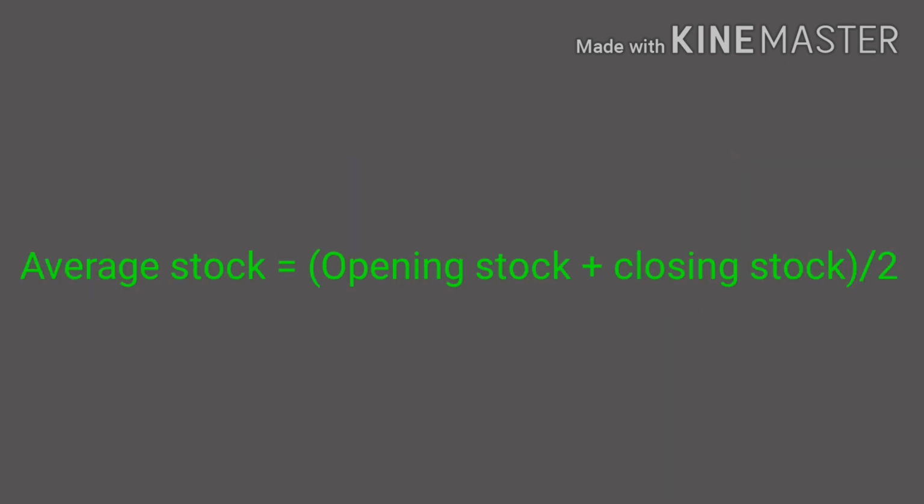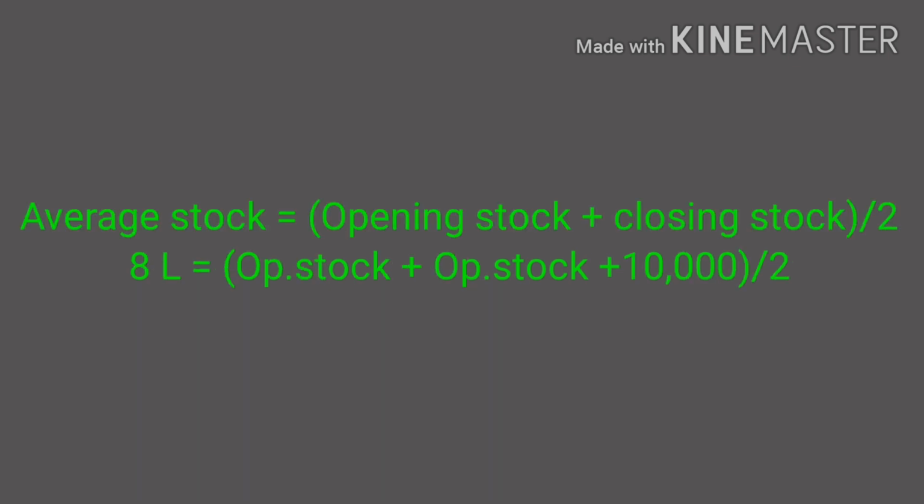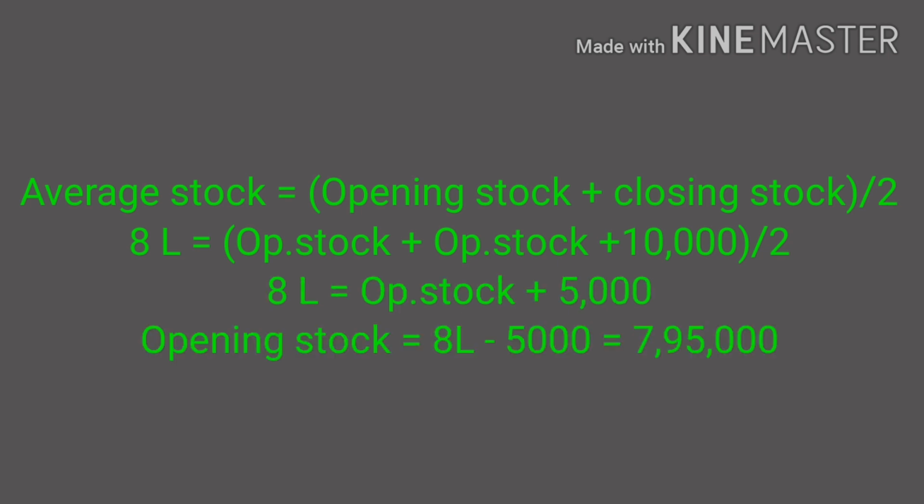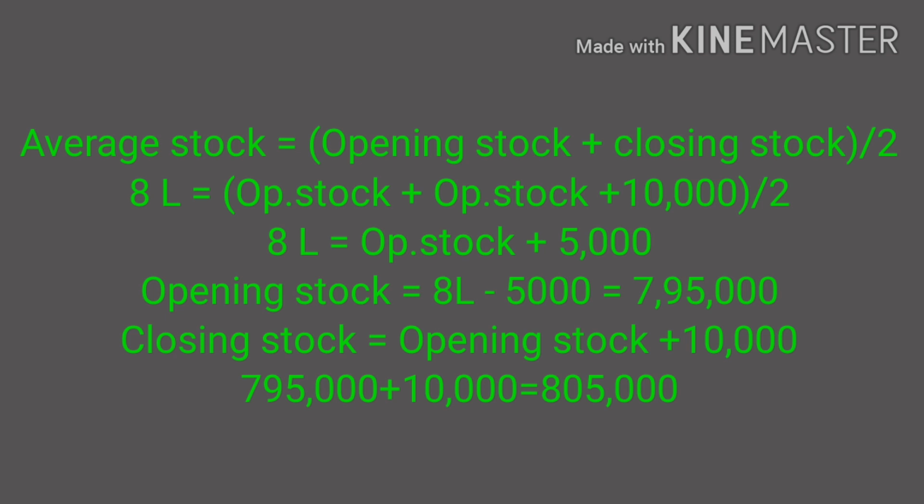Average stock we know is opening stock plus closing stock divided by 2, and the closing stock is given as 10,000 above the opening stock. By substituting these values, 8 lakh is equal to opening stock plus opening stock plus 10,000, divided by 2. On the right hand side, there are two opening stocks. Dividing by 2, you will get opening stock, and 10,000 divided by 2, you will get 5,000. So 8 lakh is equal to opening stock plus 5,000. So the opening stock works out to be 8 lakh minus 5,000, that is 7 lakh 95,000. So the difference is 10,000 between opening stock and closing stock. So closing stock is equal to opening stock plus 10,000, that is 8 lakh 5,000.